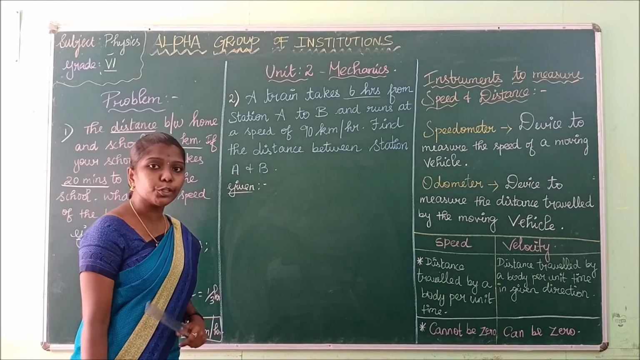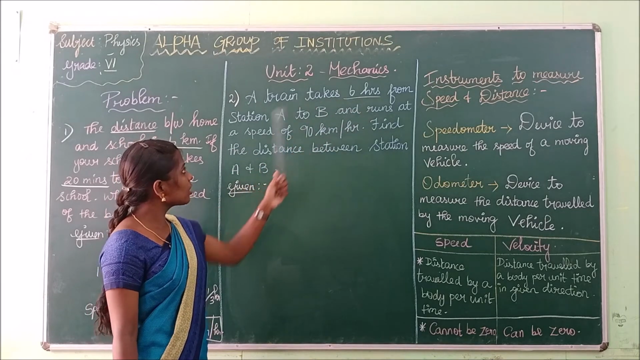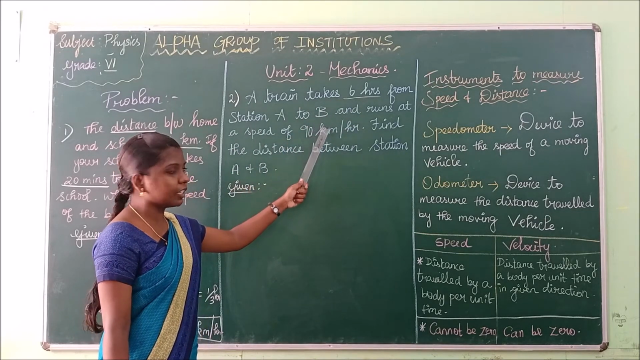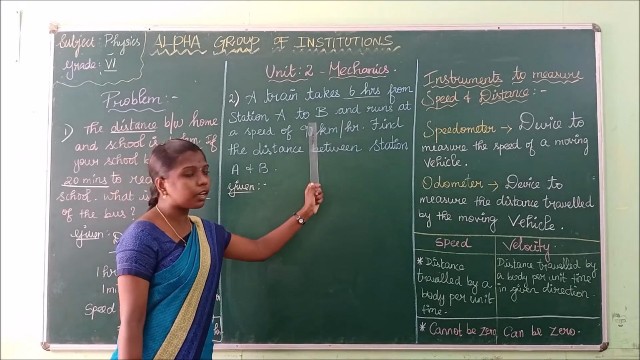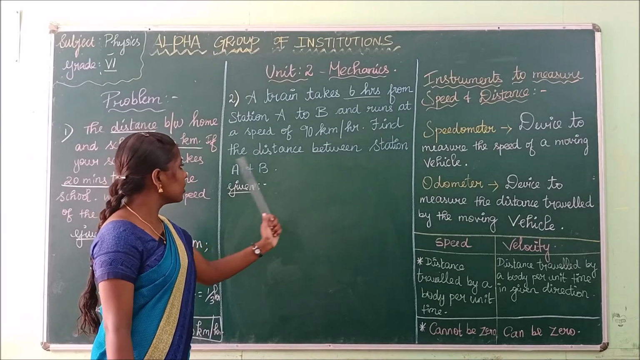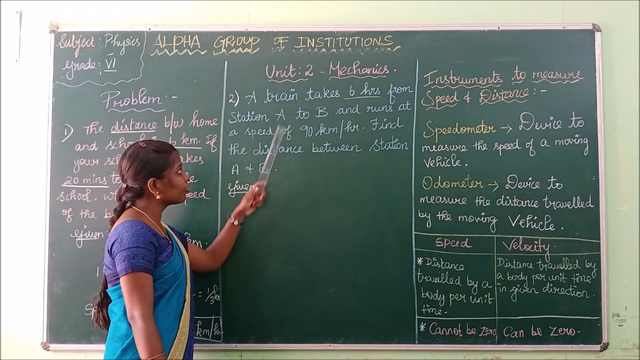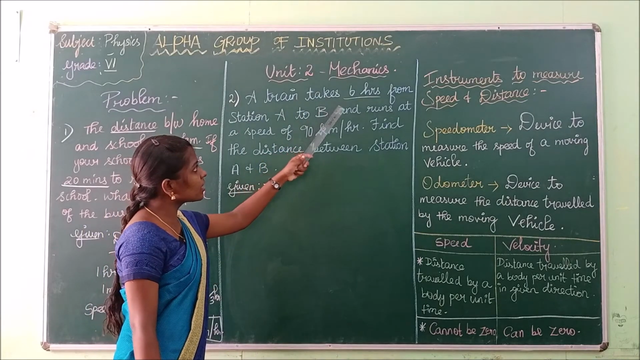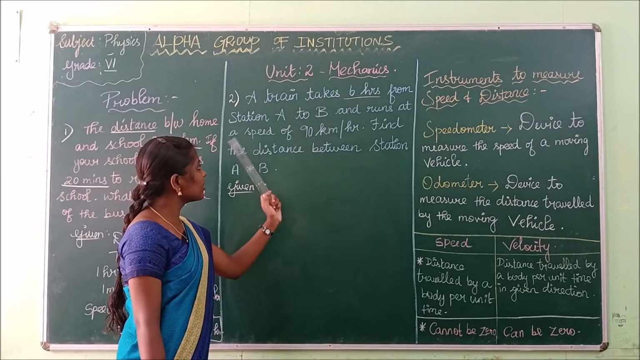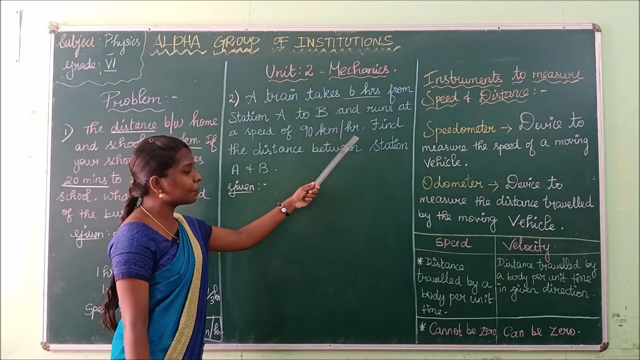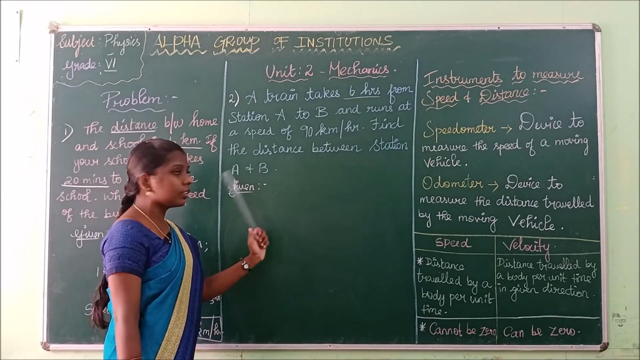I'll read the question for you. Listen carefully. A train takes 6 hours from station A to B and runs at a speed of 90 km per hour. Find the distance between station A and B. I'll read the question again. Listen carefully. A train takes 6 hours from station A to B and runs at a speed of 90 km per hour. Find the distance between station A and B.